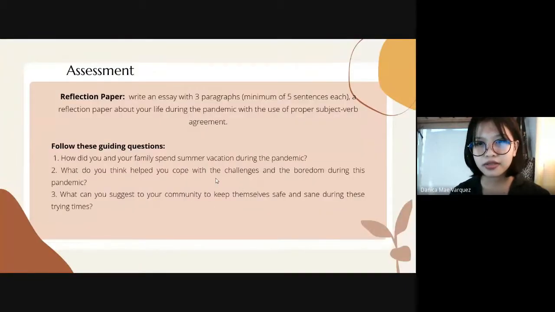Let's go ahead and put it to the test now. As your output for this lesson, is the screen visible already? You need to write an essay with 3 paragraphs, a minimum of 5 sentences each. A reflection paper about your life during the pandemic with the use of proper subject and verb agreement. You have guiding questions for writing your essay. This has already been uploaded to our Google Classroom, together with the rubrics and the format.